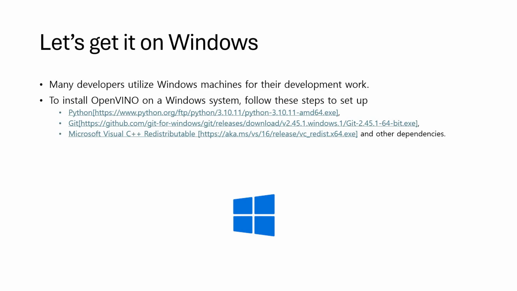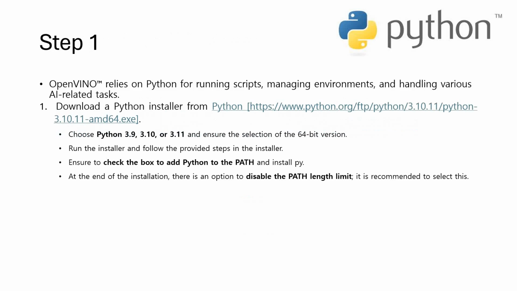Many developers utilize Windows machines for their development work. So it's wise that we understand the installation procedure of OpenVINO on a Windows system. We need Python, we need Git, we need Microsoft Visual C++ Redistributable, and there are some other dependencies also which are to be met. I have given the links of all these installables in the description section, so you can go through it and download the installables.